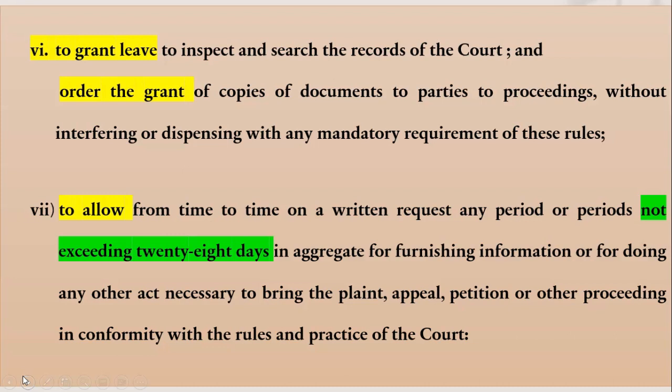So this we have to remember, this is very important. The timeline fixed is 28 days in aggregate. Now what has this time been fixed for? For furnishing information or for doing any other act necessary to bring the plaint, appeal, petition or other proceeding in conformity with the rules and practice of the court. Like this is the sub-rule from where those defects which come to haunt us very regularly come out of. Now likewise, there is a proviso attached to it. This is also very important.